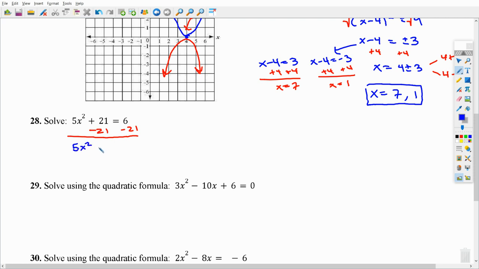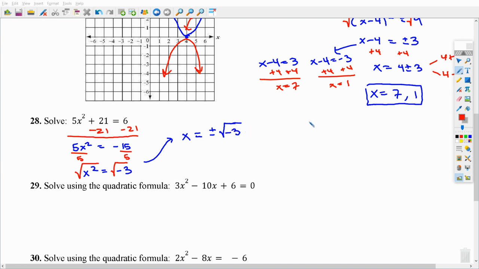So I'll do 5x squared equals, now we get negative 15. I'm going to divide by 5, divide by 5. I'll get x squared equals negative 3. And the last step, to get just x alone, I'm going to have to square root both sides. So here, what I get is I'll have x now, and then positive and negative square root of negative 3.